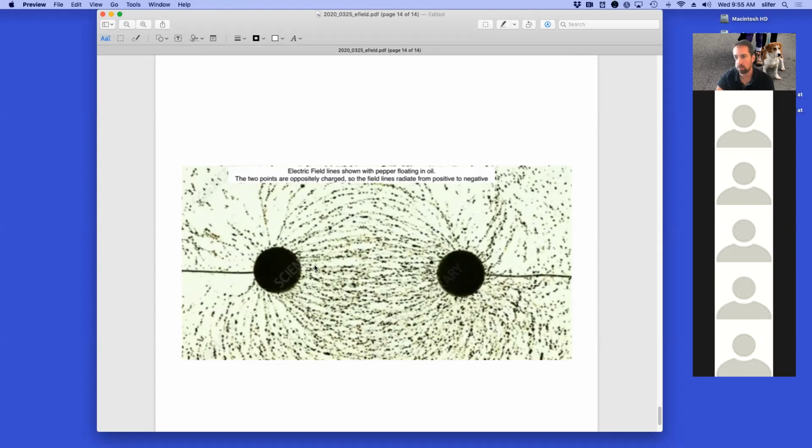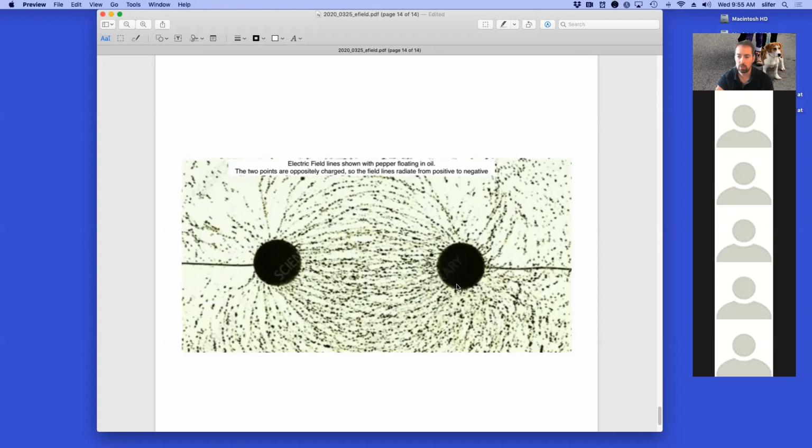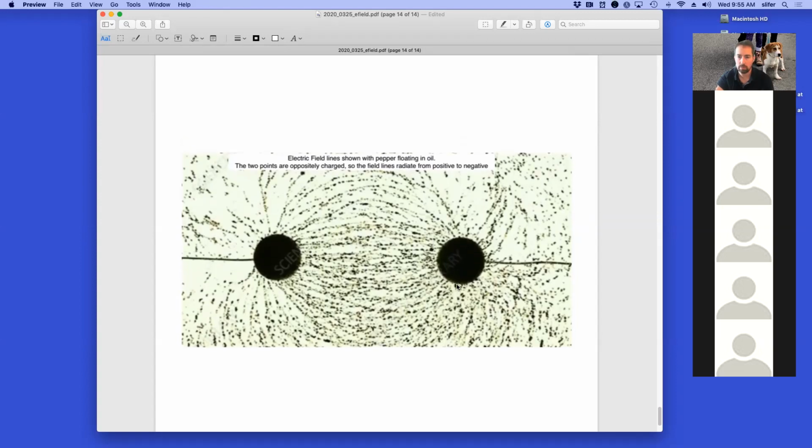That's the last part of our graphical convention, is that field lines always originate on positive and they always end on negative. So we'll put some numbers into this, and I'll try to make it a little bit more concrete, but I wanted to introduce this concept just so that you've seen it.